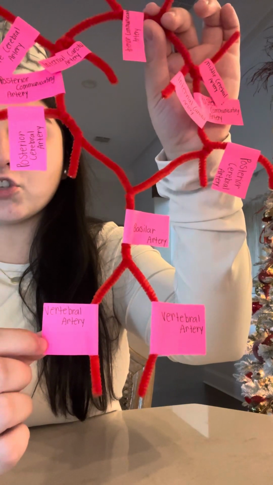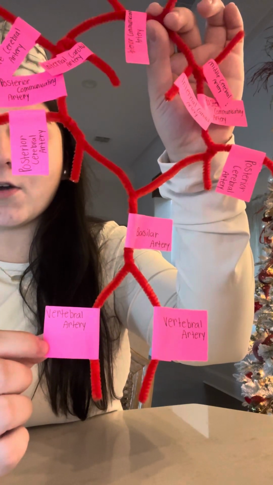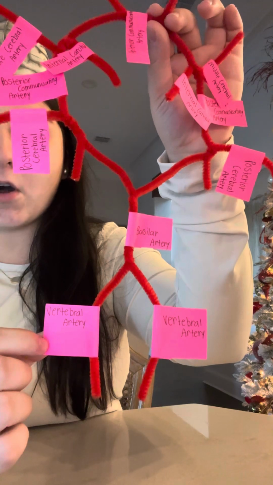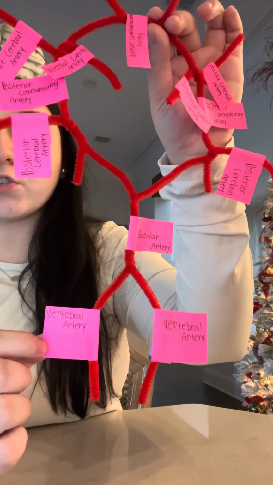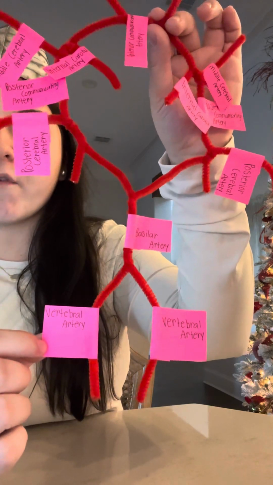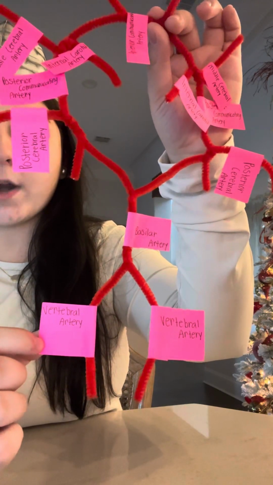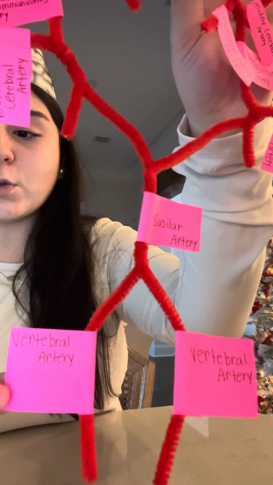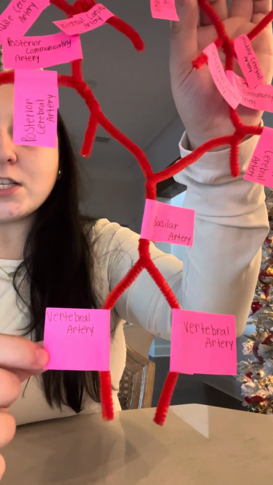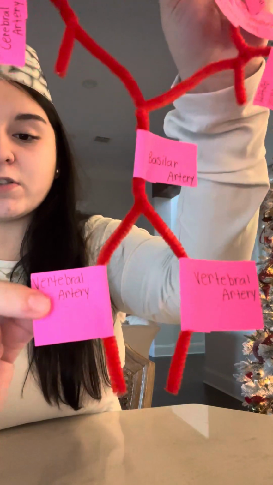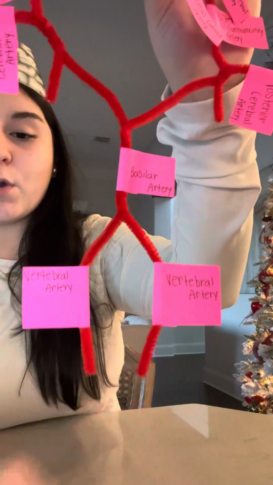The artery passes through the major opening on the base of the skull called the foramen magnum, through which the spinal cord and medulla also pass. Before the vertebral arteries join at the junction of the medulla and pons, they deliver blood to one part of the cerebellum and lateral parts of the medulla. So these are the two vertebral arteries.